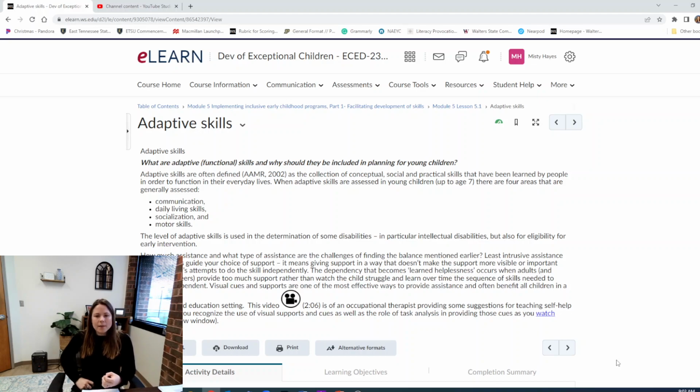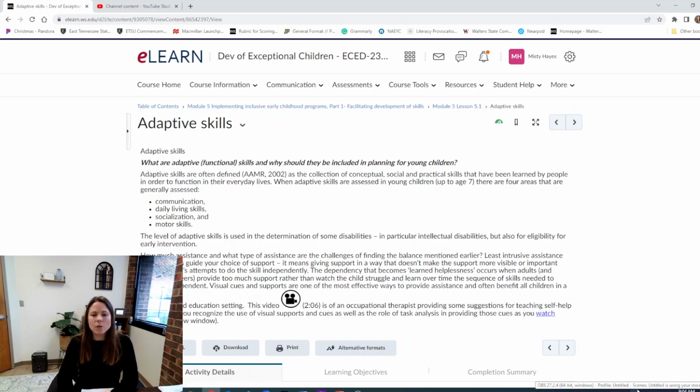So when we're talking about students and these functioning skills or adaptive skills, we also have to look at their disability, right? Their intellectual disability, what level of intervention they're going to need, what type of assistance, and what challenges they may have. So these are all things that need to be taken into account.